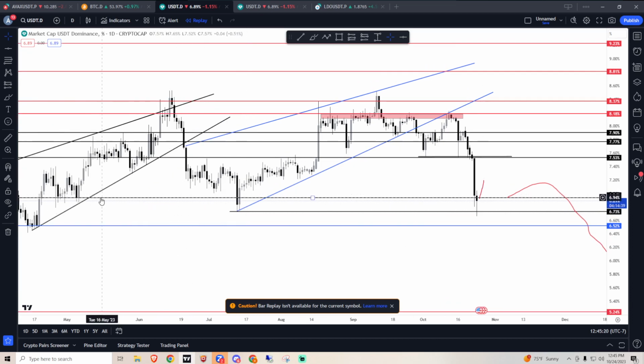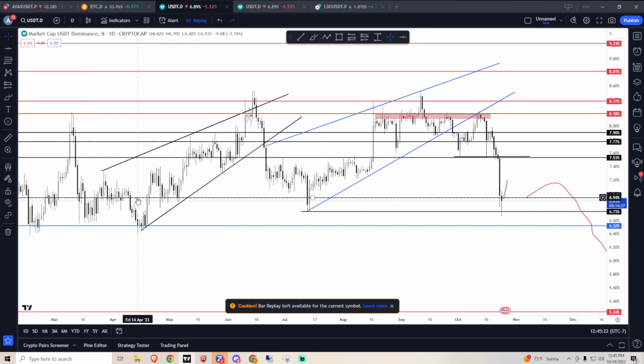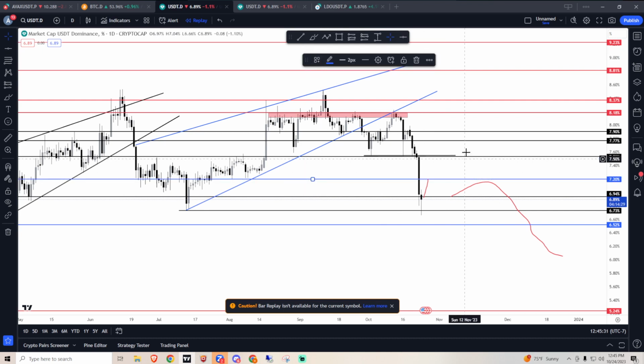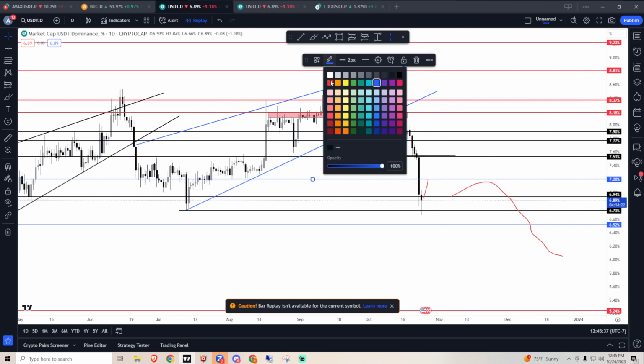We need to reclaim this level. It was previously support, right? We had a deviation here. If we SFP and deviate here, I can see a move back up to at least 7.19 and then 7.53. But we got to take it level by level.